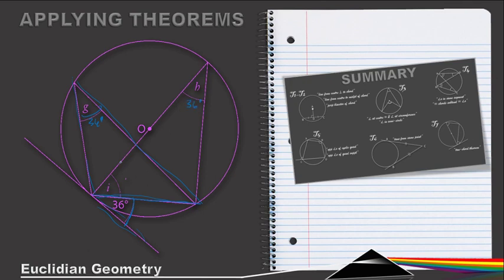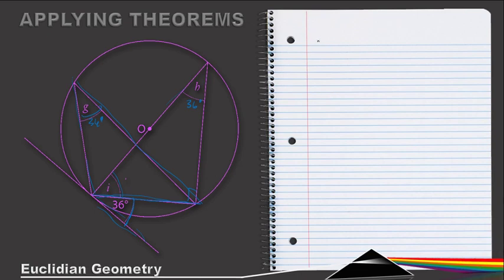Now finally, to find this angle, we know that this is the radius, and we can see that it subtends a 90-degree angle, and then we can use angles of a triangle to solve for I.